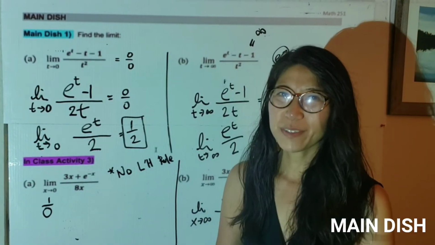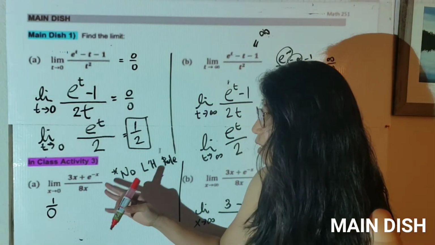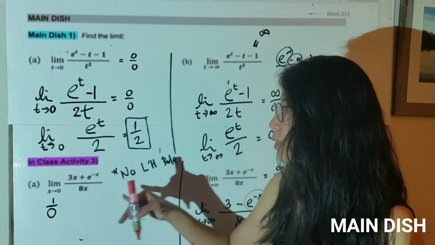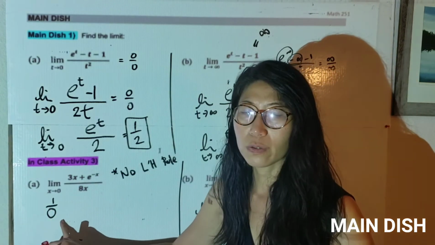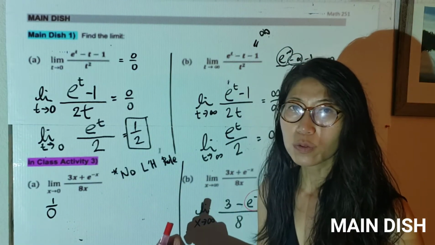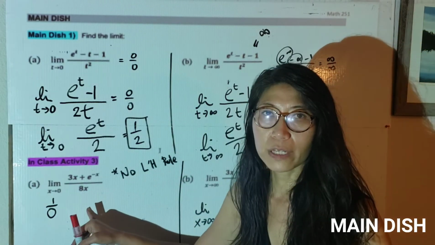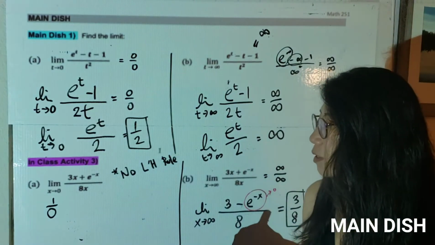So how did the in-class activity go? For my answer, first one, I cannot use L'Hopital's rule. When I plug in 0, it turns out to be 1 over 0. Did you get that? But does that mean I don't have a limit? No, that's not true. You can use L'Hopital's rule only for those two cases. Then still you have to find the limit. So how are we going to find the limit here?